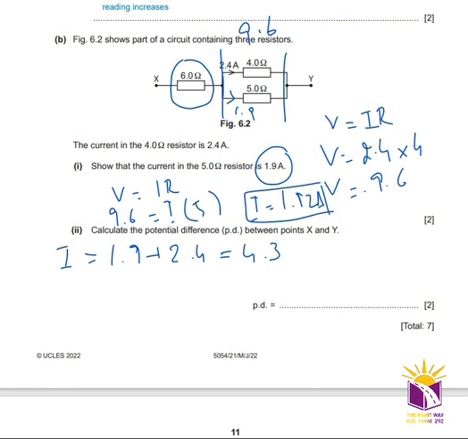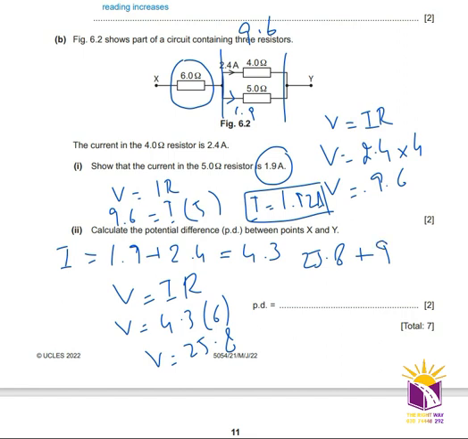Now the potential V is equal to IR. V is equal to 4.3 multiplied by resistance 6, and the potential will be equal to 25.8. So the total potential will be 25.8 plus 9.6, and it will be equal to 35.4.